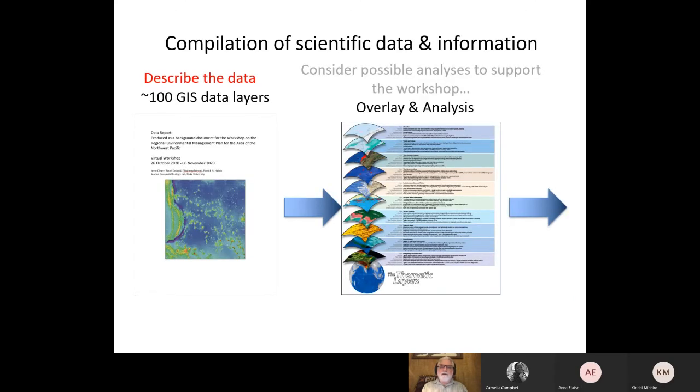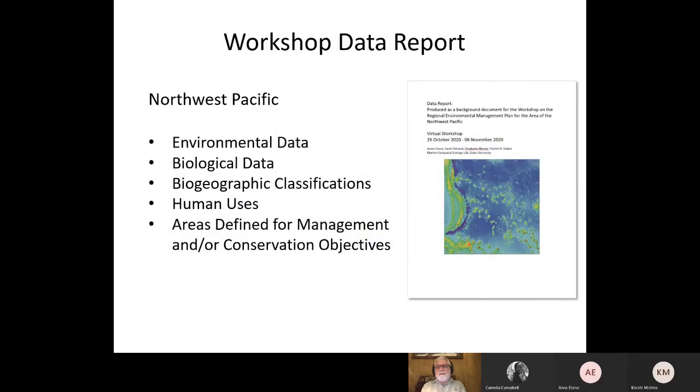We've aggregated more than 100 GIS data layers together, and these are data that will be made available during the meeting, and we're happy to use and describe them as needed during this process. So really, the types of data that we've got, to just give you a broad overview, is environmental data, biological data, biogeographic classifications, data on potential human uses, and areas defined for management or conservation.